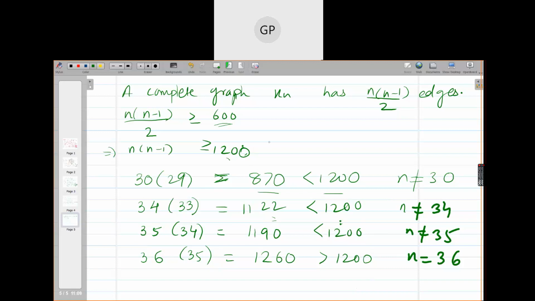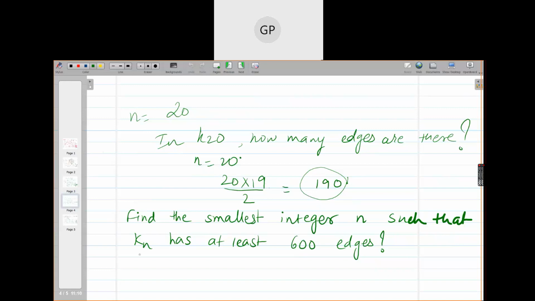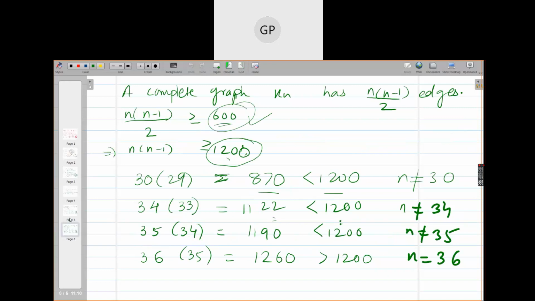Try to understand that exactly 1200, or exactly 600 edges, will not necessarily come, right? Whatever number you say, it will not come exactly in a complete graph, because a complete graph has exactly n into n minus 1 by 2 edges. That's why we use this language: find the smallest integer n such that Kn has at least 600 edges. Now where is the smallest integer n? If I take 37 vertices, the graph will have more than 630 edges, but we want the smallest number, so our number will be 36, the smallest integer such that it has at least 600 edges.